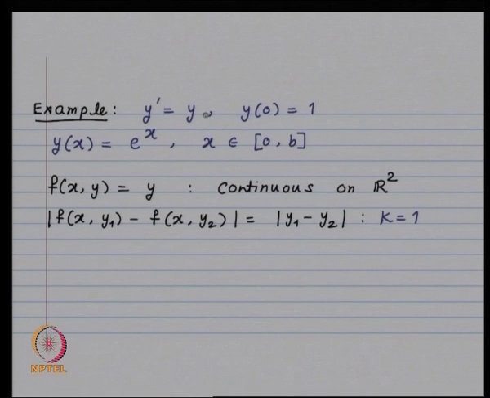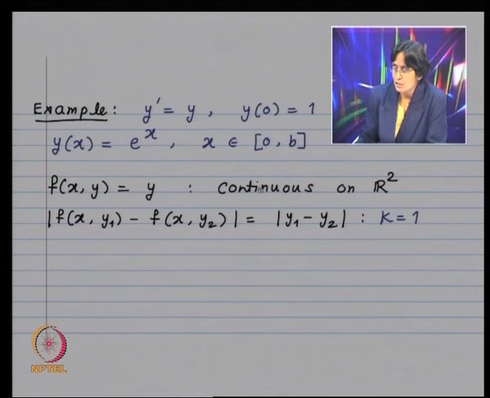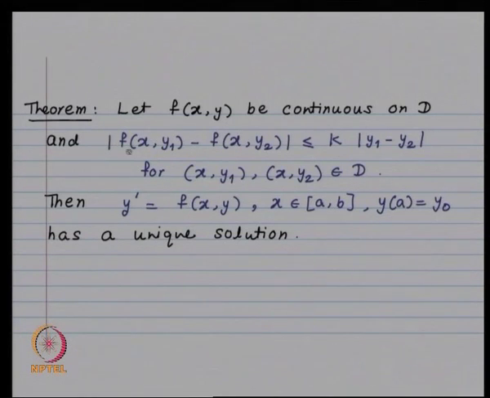The right hand side function is f(x, y) = y. It is continuous on whole of R^2 and modulus of f(x, y1) minus f(x, y2) is equal to modulus of y1 minus y2. So, k is equal to 1. If your function f is such that its partial derivative with respect to y exists and it is continuous on D, then this condition will be satisfied. This is a weaker condition than existence of partial derivative with respect to y, but that is one of the sufficient conditions.